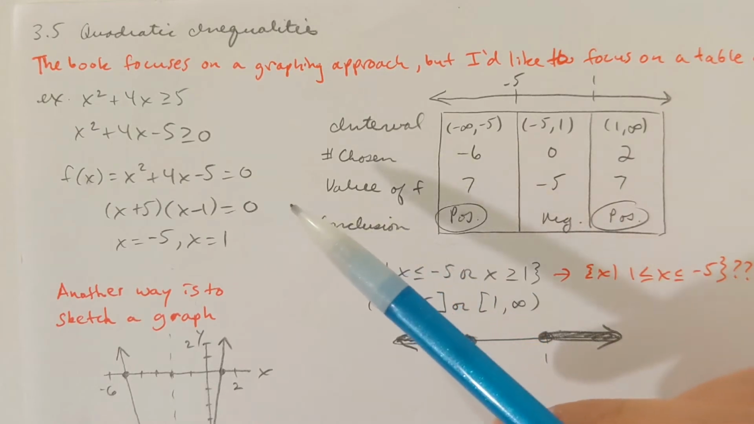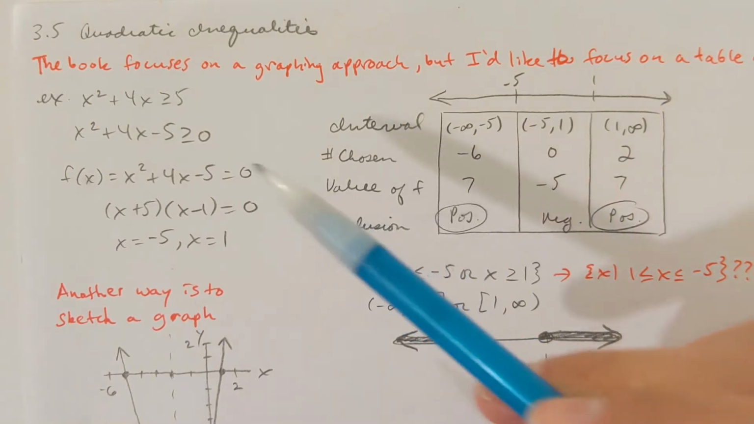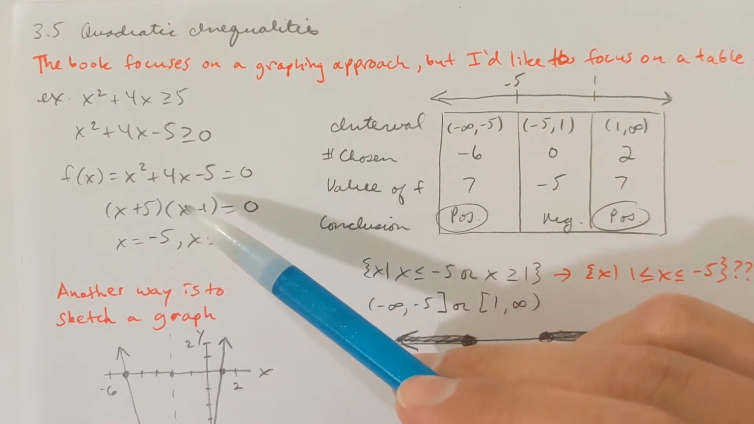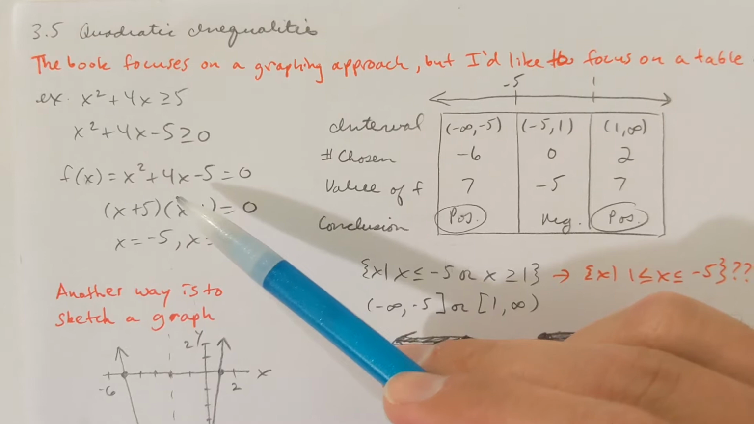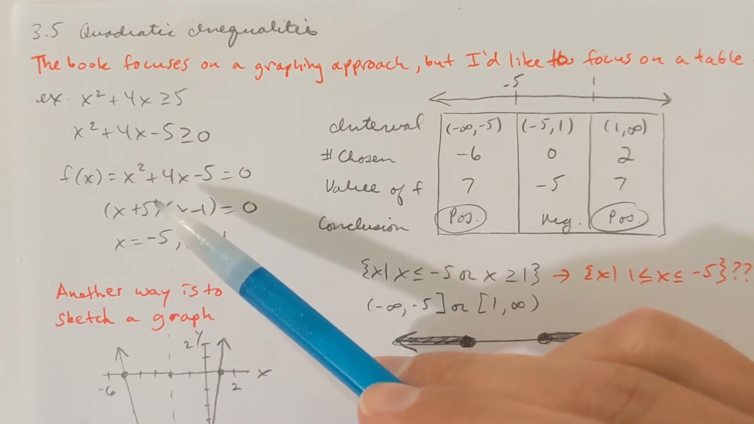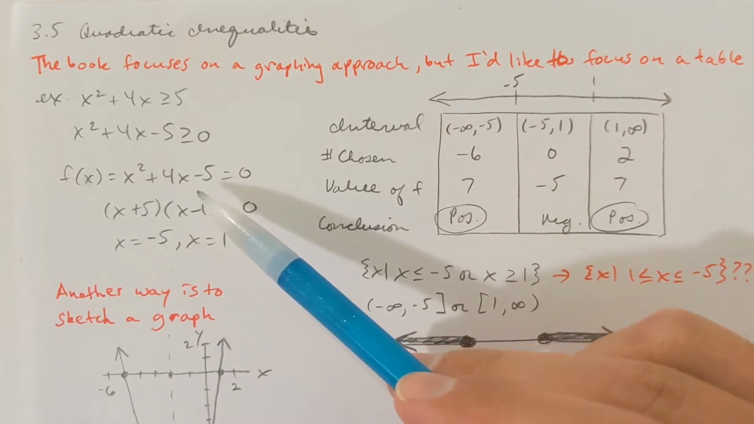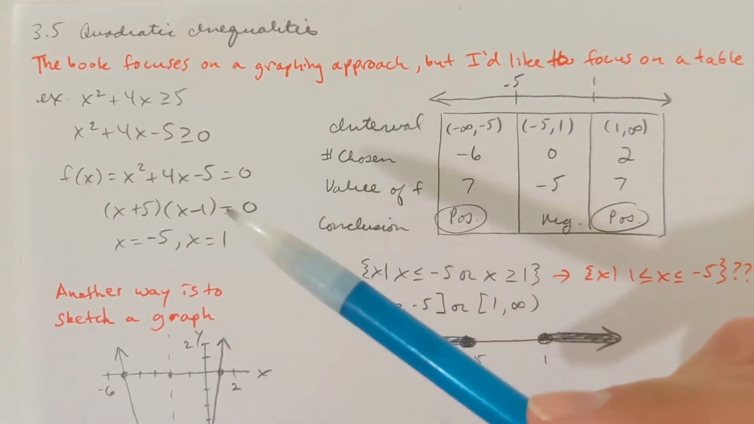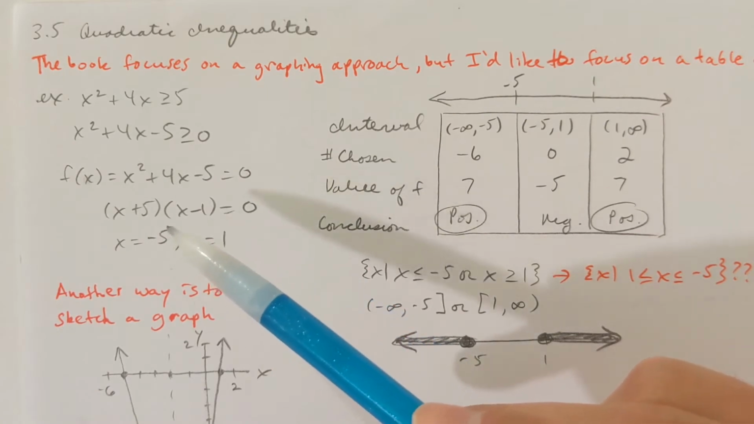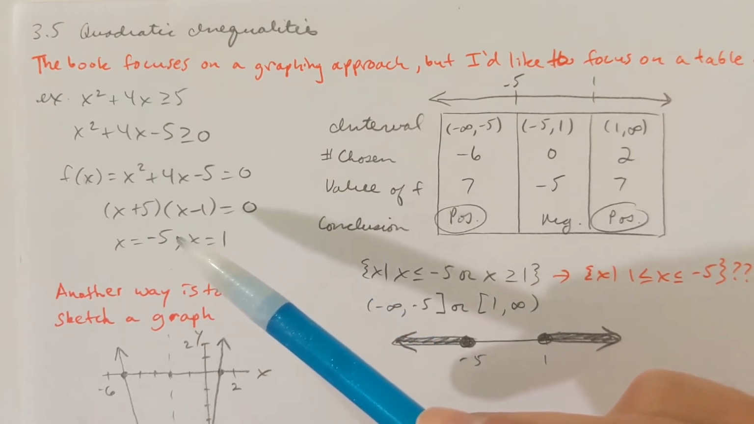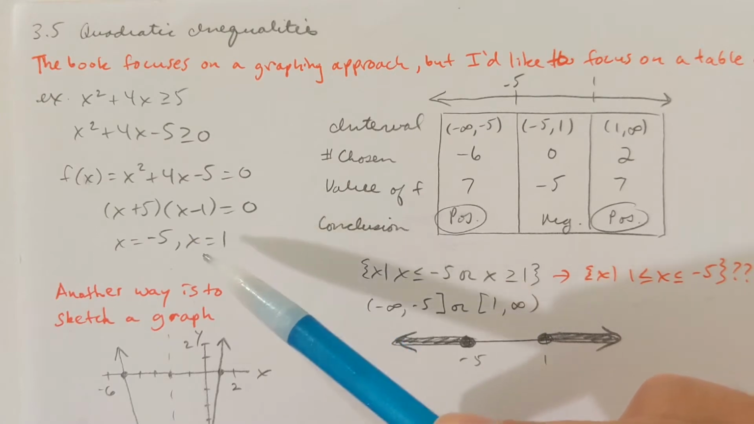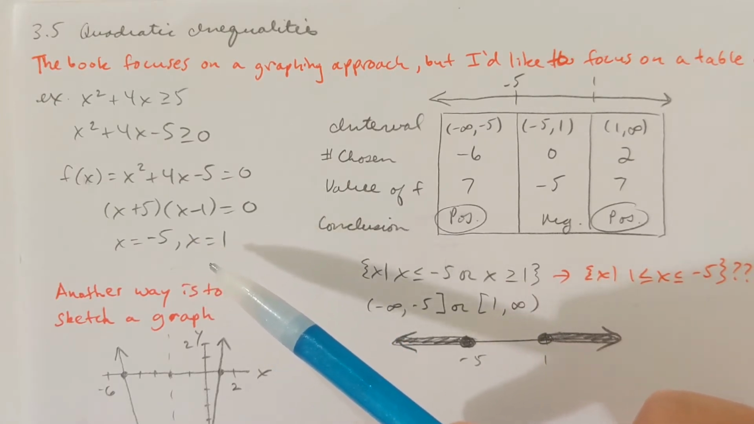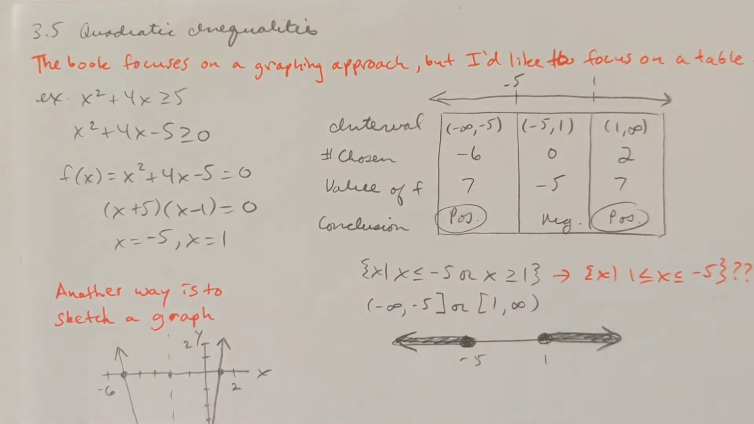For example, suppose that we have x squared plus 4x minus 5 greater than or equal to 0. I'm going to call the function f of x, x squared plus 4x minus 5, and I'm going to set this equal to 0 and solve. x plus 5 times x minus 1 equals 0. So x equals negative 5 and x equals 1. Negative 5 and 1 are called critical numbers.